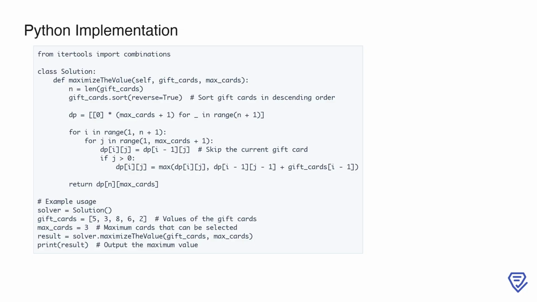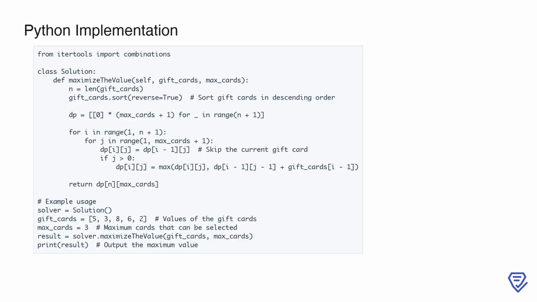3. Dynamic programming table. The DP table is instantiated with dimensions n+1 x max_cards+1. Each cell dp[i][j] represents the maximum value achievable using the first i cards and selecting up to j cards. 4. Transition logic. The nested loop iterates over the cards and the selection count. For each card, the algorithm decides whether to include it in the selection. Exclude the card, and the value remains as dp[i-1][j]. Include the card, and the value becomes dp[i-1][j-1] plus gift_cards[i-1], if a card is still allowed to be selected. The maximum of these two values is stored in dp[i][j].